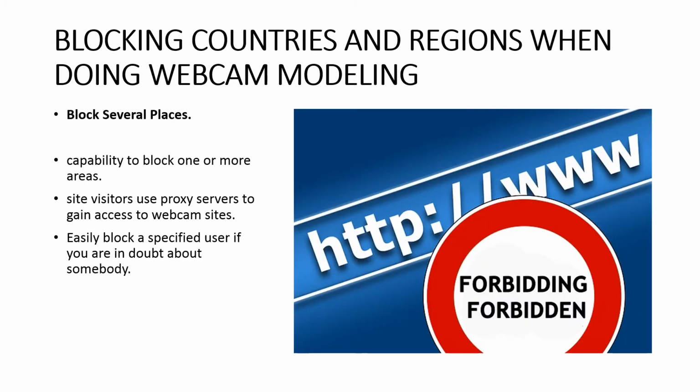Block several places. A wonderful characteristic provided by webcam businesses is the capability to block one or more areas. You might want to do that mainly because numerous site visitors use proxy servers to gain access to webcam sites, so their IP address is altered or covered. Also, people who know you can check out webcam sites while being in other countries or cities. Nevertheless, you also can easily block a specific user if you are in doubt about somebody.